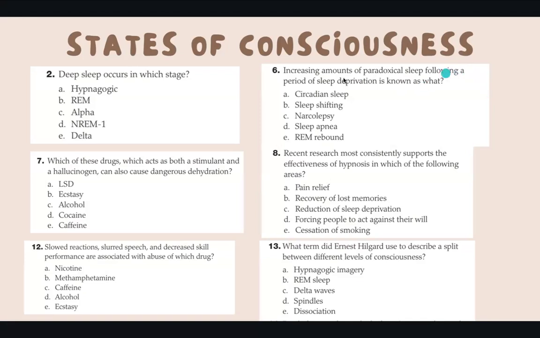So when you are not sleeping as much, your body is going to respond by having more REM sleep, and then that will mean you will also get more nightmares too. So it's going to be our REM rebound. It can't be sleep apnea or narcolepsy because those are sleep disorders, and you can't get them by not sleeping as much. Sleep shifting, I don't know what that is. These words don't really make sense. So if they don't make sense, just don't choose them and eliminate them immediately. So 6 is going to be E.